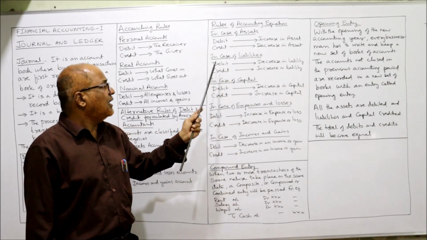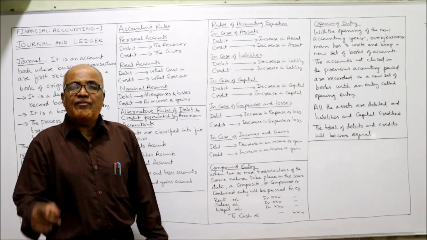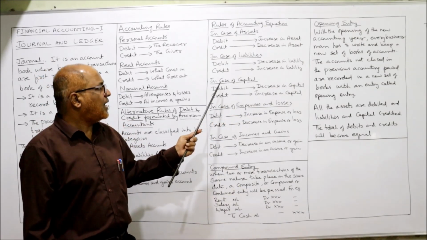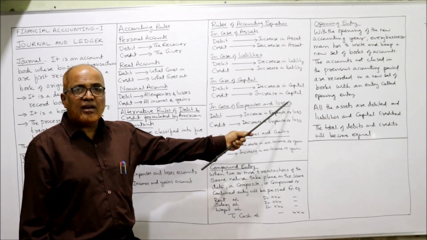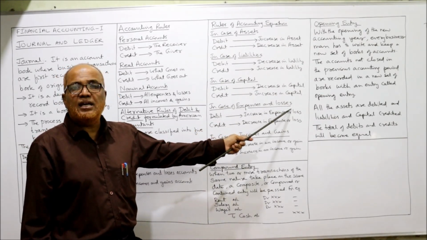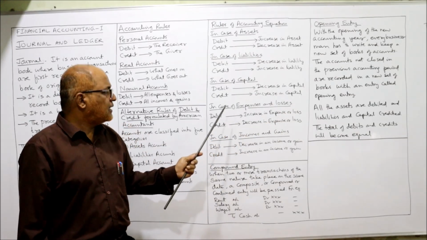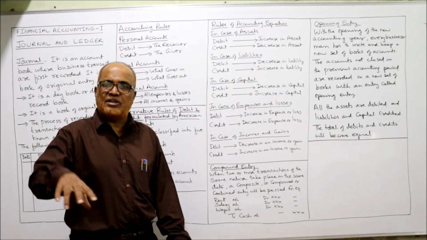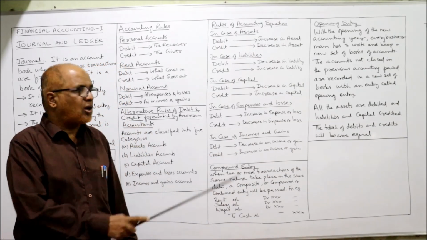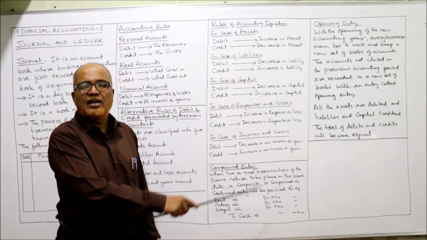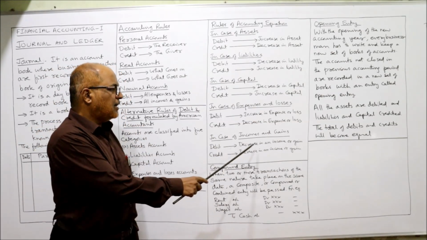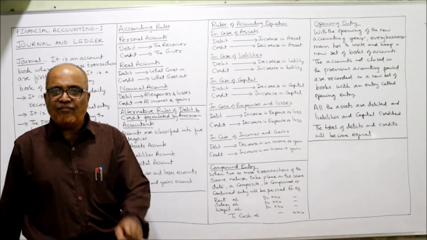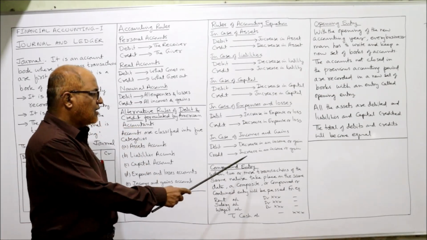In case of assets, increase in asset is debited, decrease in asset is credited. But in case of liability, debit decrease in liability. If decrease in liability is the debit, increase in liability is the credit. And in case of capital, debit decrease in capital, credit increase in capital. This is in case of capital. Then expenses and losses, debit increase in expenses and losses, credit decrease in expenses and losses. Now in case of incomes and gains, debit decrease in incomes and gains. If income and gain is decreasing, debit. If income and gain is increasing, credit.